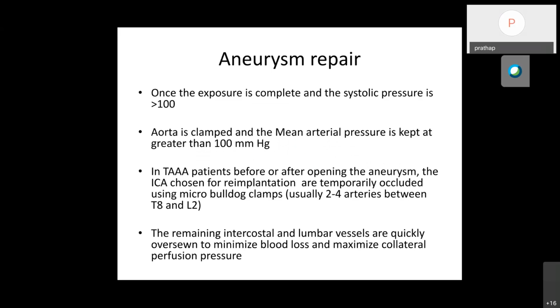So once the exposure is complete, the systolic pressure is also maintained at more than 100. The aorta is clamped, and the mean arterial pressure is always kept at greater than 100 millimeters of mercury. In TAA patients, before or after opening the aneurysm, the ICAs chosen for reimplanting are temporarily occluded using micro bulldog clamps, usually 2 to 4 arteries between T8 and L2. The remaining intercostal and lumbar vessels are quickly oversewn to minimize blood loss and maximize collateral perfusion pressure.